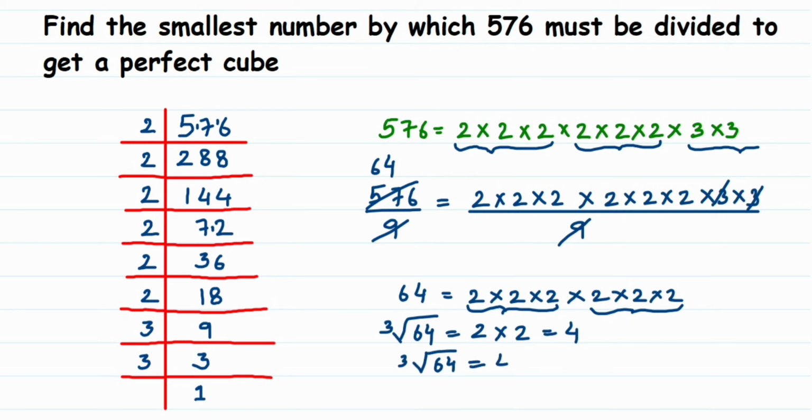That's it. So just check which number doesn't have a group of 3 factors. You just eliminate them by dividing the given number and the factors by it. I hope you have understood this.